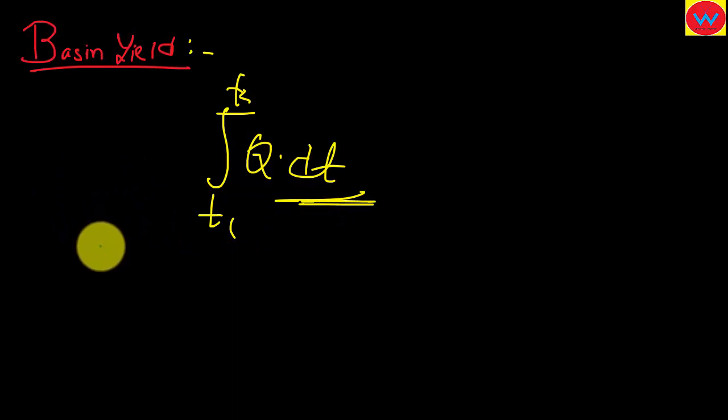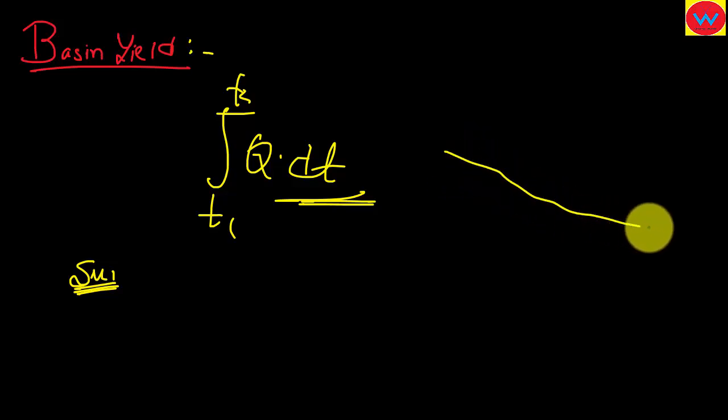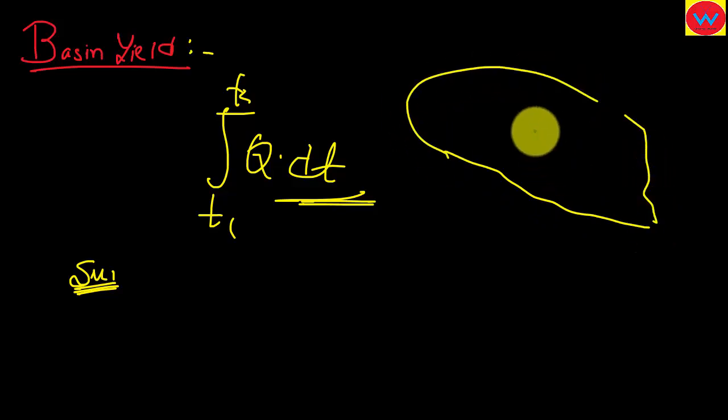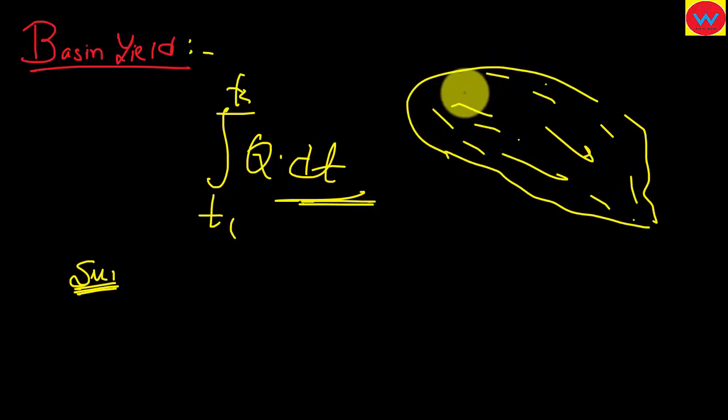Therefore you can say that basin yield is the summation of the continuous hydrograph of flow at its outlet over the specified time period. This concept will be made clear when we understand what a hydrograph is and how it is plotted. But for now, suppose this is your basin area, then how much water can be given by this area or catchment is called your basin yield.